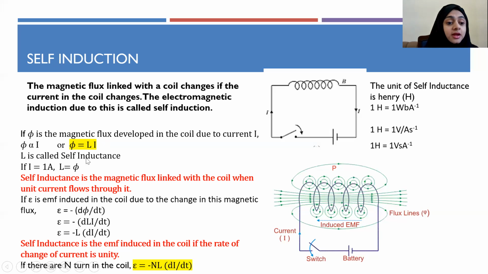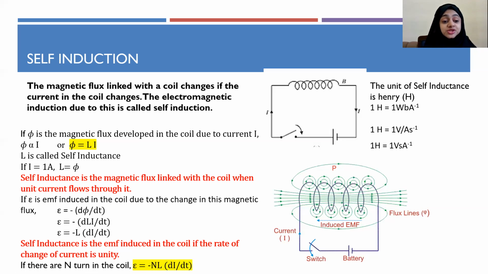Suppose the current I is 1 ampere. Then what will be L? Phi. So L will be equal to phi. So from this we can define self-inductance as the magnetic flux linked with the coil when unit current flows through it. So what is self-inductance? It is the magnetic flux linked with the coil when unit current flows through it.